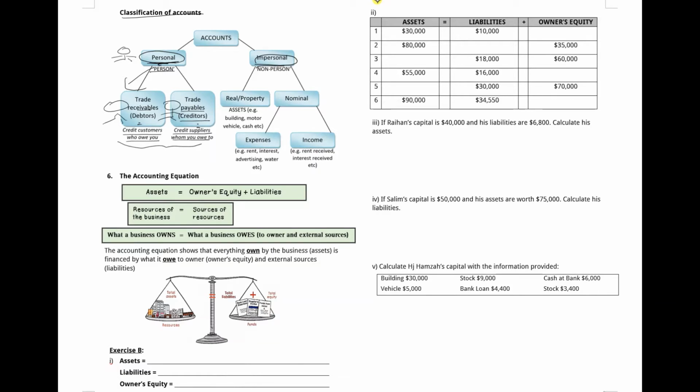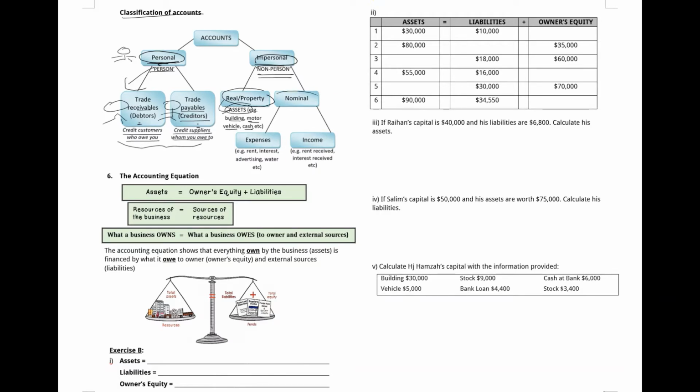Now, impersonal, as the name suggests, is non-person. So under non-person, we have real or property. By this, we mean the assets. Assets, as we have already learned the last lesson, are the resources owned by the business. For example, like building, motor vehicles, and cash and others, for example like inventory and so on. This is also an asset, but this is under personal, because this is a person.